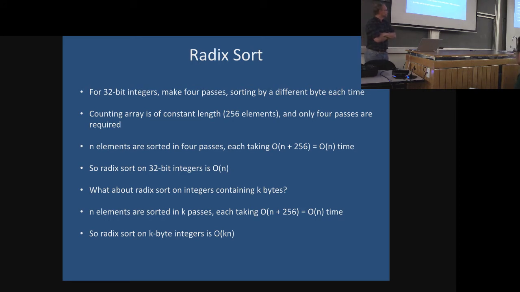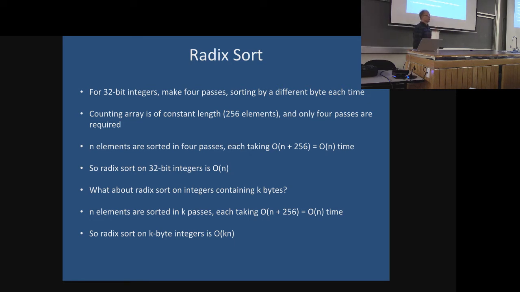What can you say about that? Would you call that linear? It is linear. How many bytes are in the array you're sorting? K times n. There's k bytes per number, and there are n numbers, so there's kn bytes. This runtime is proportional to the size of the array. That's the definition of linear.